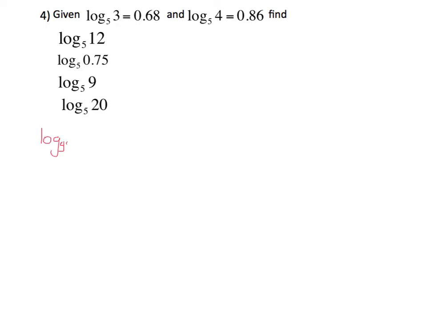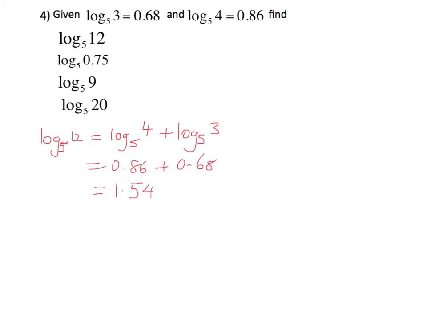Log of 12 base 5. So that's the same as log of 4 plus the log of 3, because 4 times 3 is 12, using that first log law. Now log of 4 is equal to 0.86, and log of 3 base 5 is equal to 0.68. So they were both of the numbers that were given to us in the question, and just putting in your calculator, you get 1.54. So that's the log of 12 base 5. So we'll call that one A.